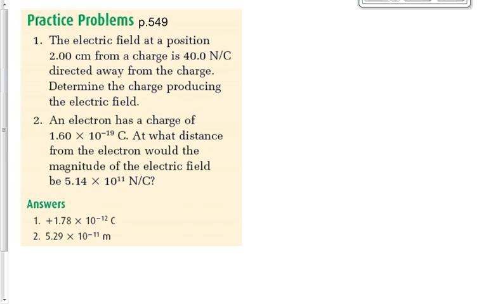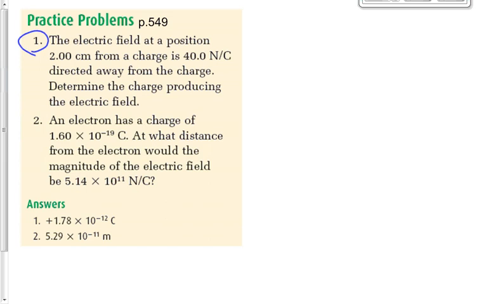We had a couple questions for homework on page 549, and I had a request to go over question number 1, I think it was. Number 1. Anybody for number 2, or is that one okay? All right. Number 1 says the electric field at a position 2 centimeters from a charge is 40 newtons per coulomb.